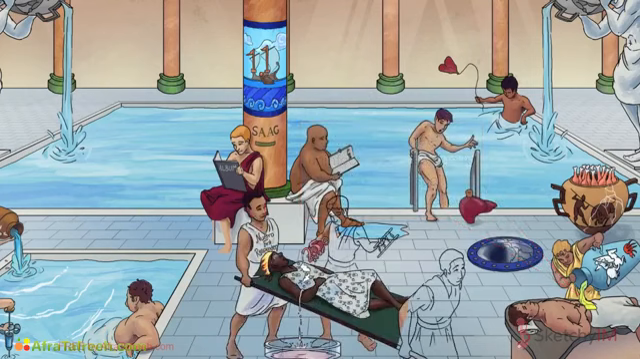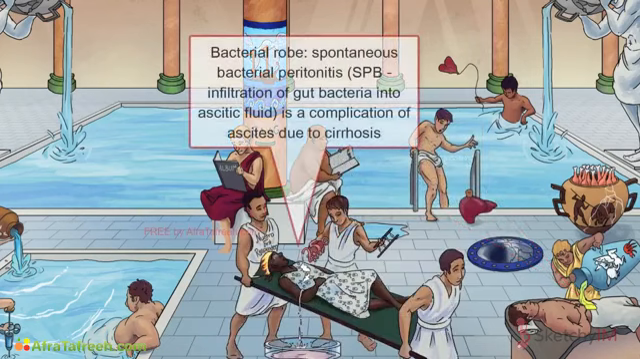A common complication of ascites in patients with cirrhosis is spontaneous bacterial peritonitis, or SBP, which occurs due to the infiltration of gut bacteria into the ascitic fluid. It's symbolized by this bath patron here, who seems to have spent a little too much time in the hot tub. Notice the bacterial garb he has on.